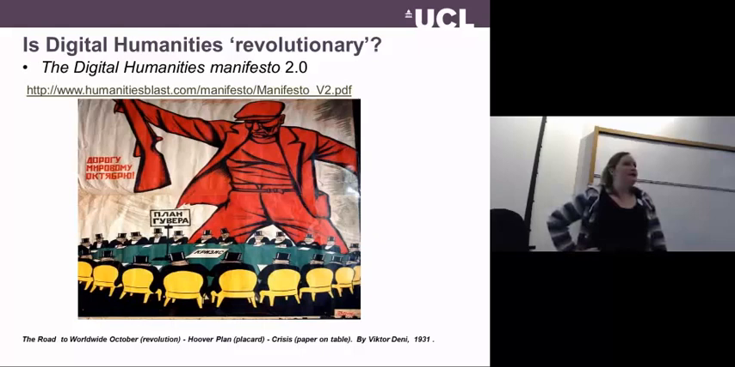Digital humanities has at many times been portrayed as being revolutionary. It's going to achieve revolutionary things and it's doing revolutionary work. If you read, for example, the Digital Humanities Manifesto 2.0, the word revolution is used there a couple of times. This is very interesting and very problematic.